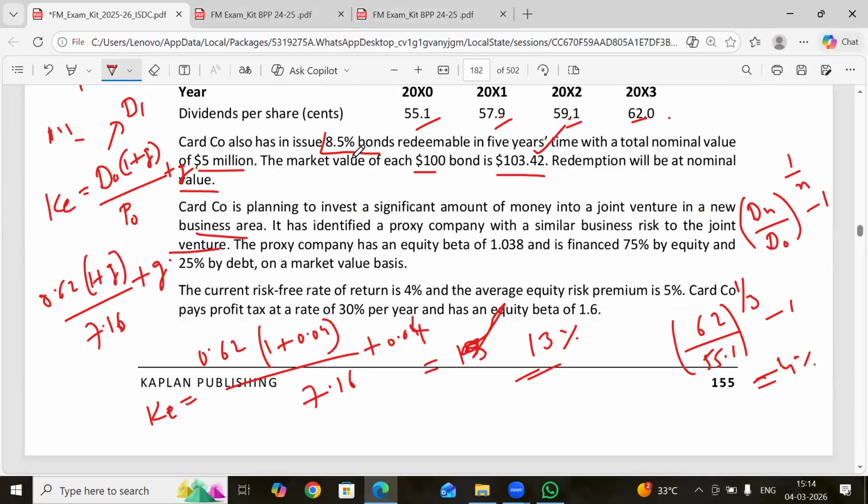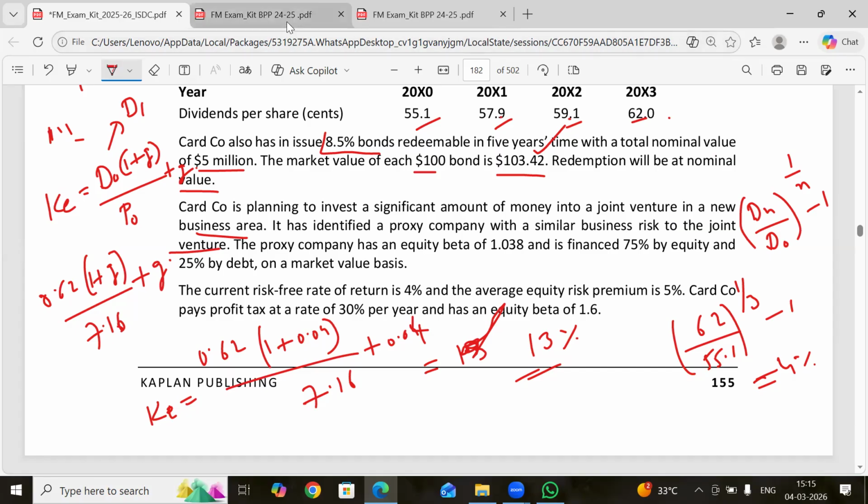So card company is planning to invest a significant amount of money in a joint venture in a new business area. It has identified a proxy company with a similar business. That means they want to start a business. They want to go into a joint venture, and the kind of business they're looking to take up. Okay. They want to find out the systematic risk in that business. To know the systematic risk, they want to find out the return from that business, right? To find out the return from that business, they have to use the CAPM formula.